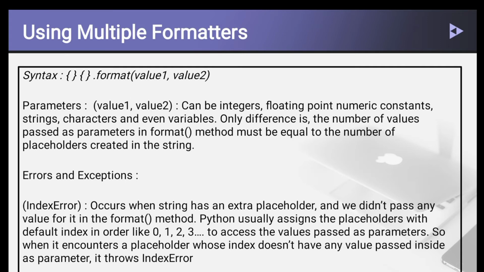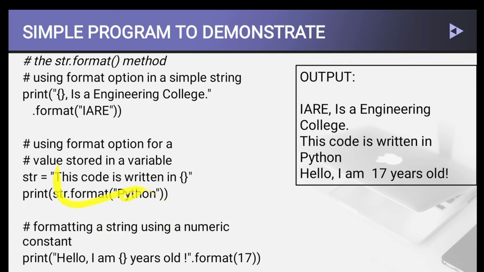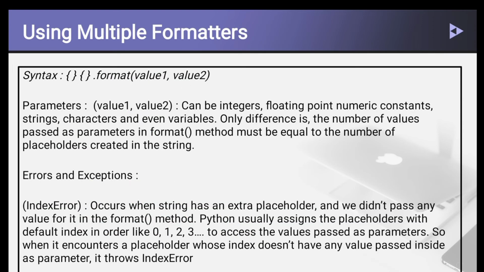Before, we discussed a single parameter. Now let's discuss multiple formatters. Multiple formatters work the same as before, but we should use multiple placeholders and multiple values, and the number of values we pass inside the format and the number of curly brackets should be equal. Otherwise it raises an error which says that the number of arguments passed is not equal to the number of brackets created.